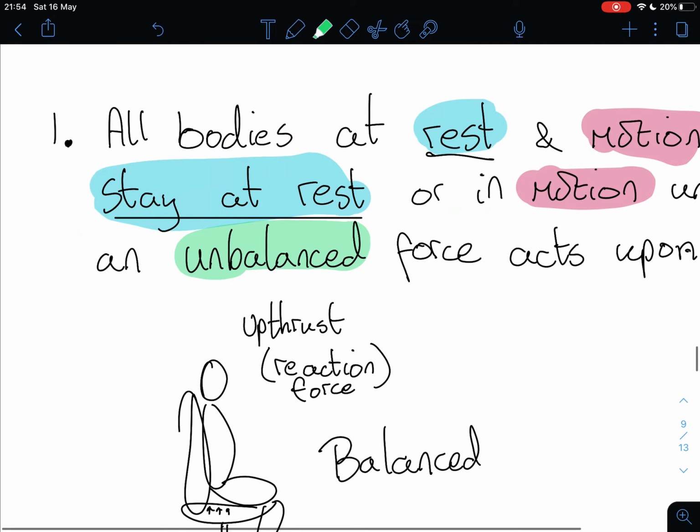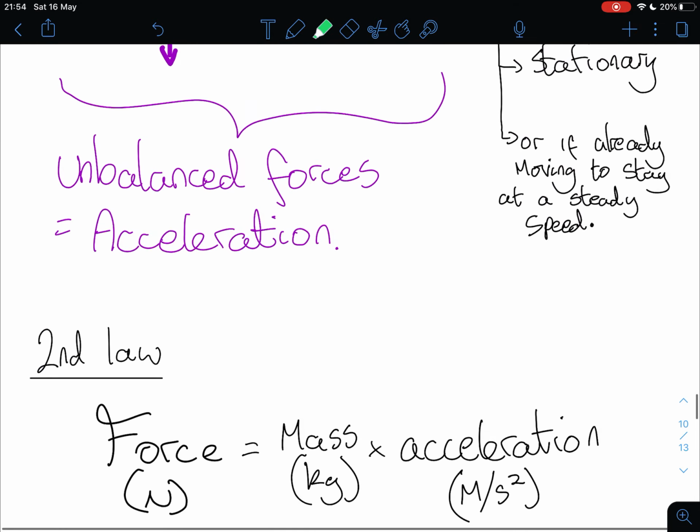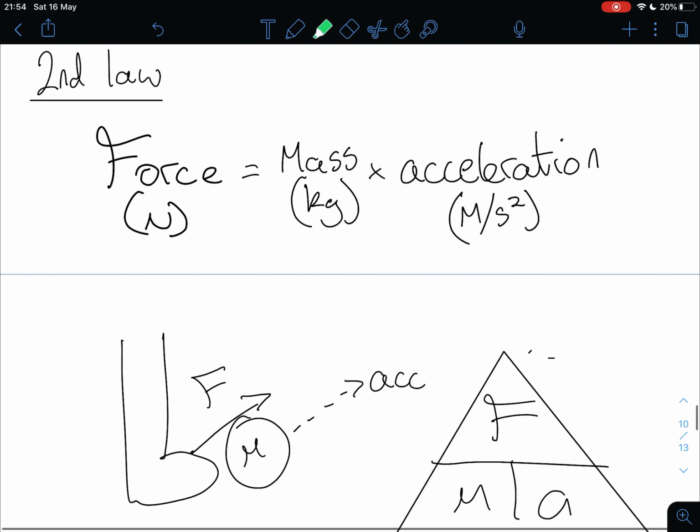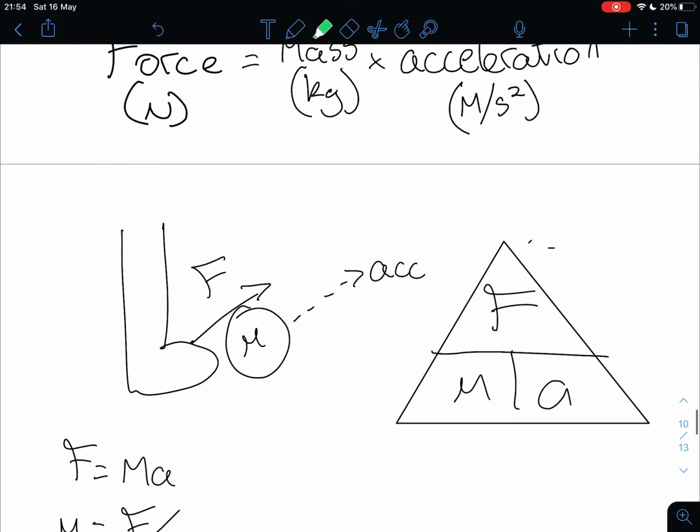So that's Newton's three laws of motion. You're expected to know them. I have seen questions where they explicitly ask you, what is the third law? What is the first law? So practice them, test yourself on them.